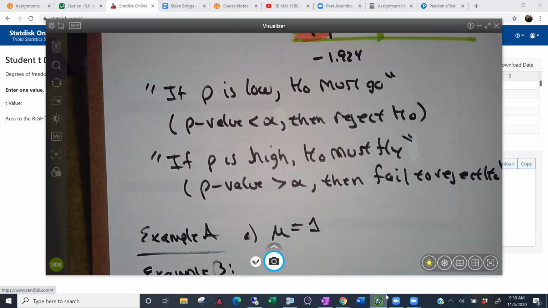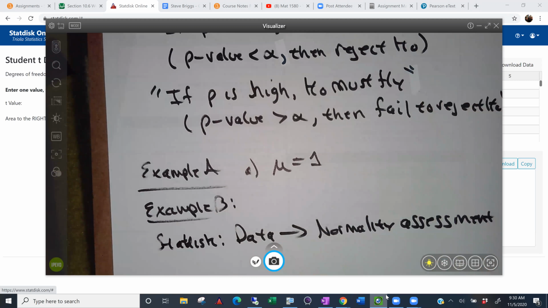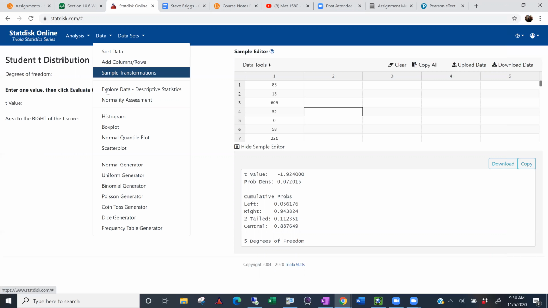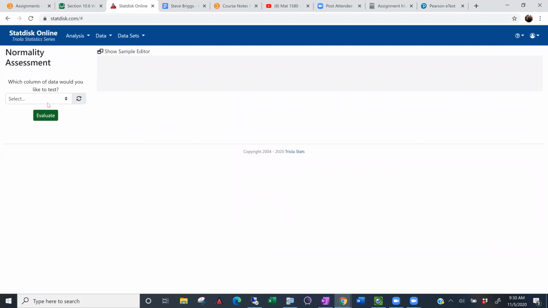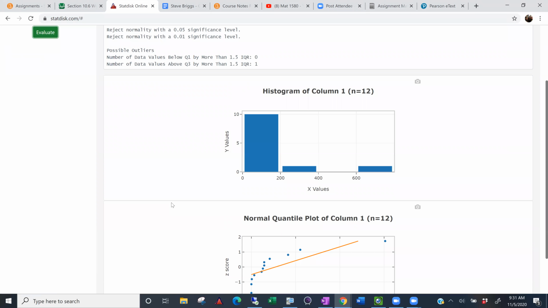Okay, so like this. And let's see what happens when we go there. Let's try it again. Data, normality assessment. It asks me what column. Well, I only got one column of data, so that kind of narrows things down. And what I like about normality assessment is it gives me everything. So, in fact, we can appreciate some of this a little bit more.